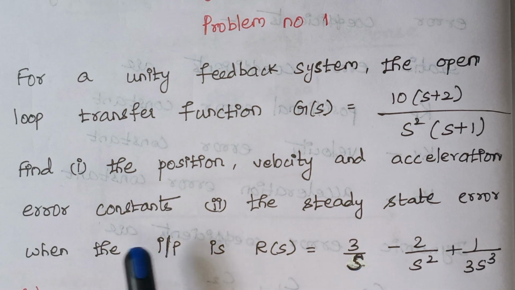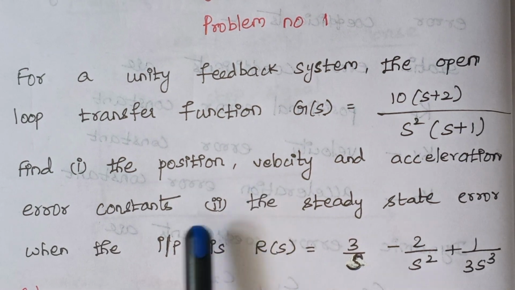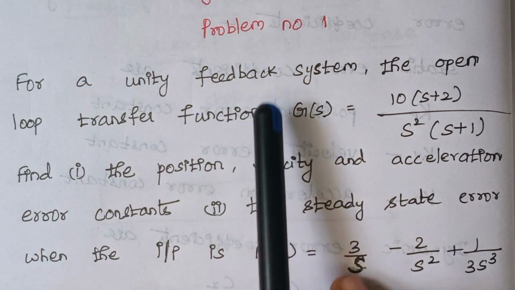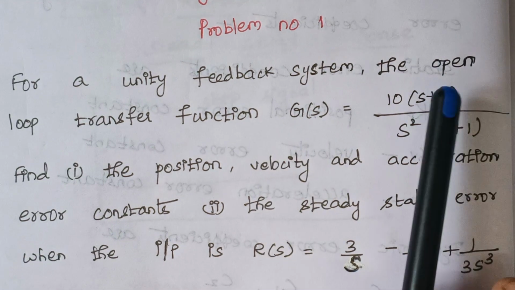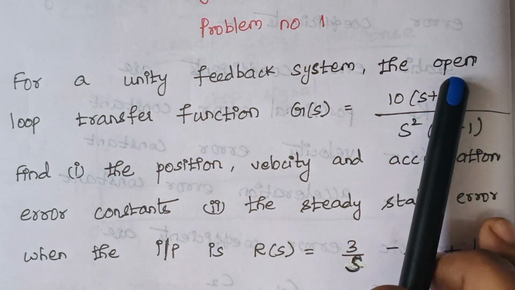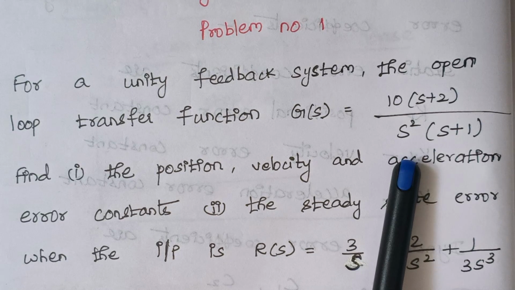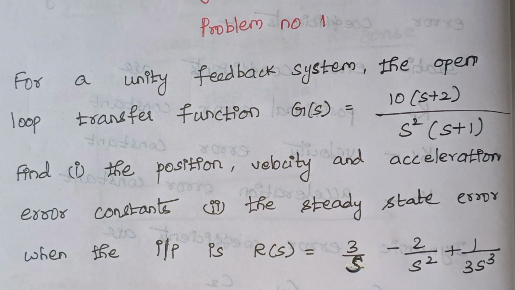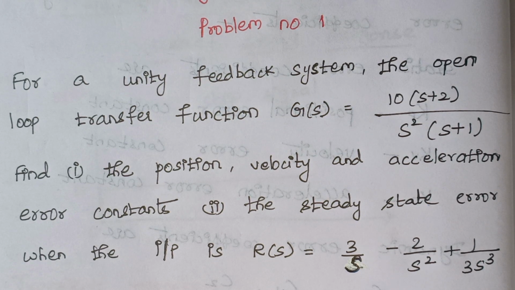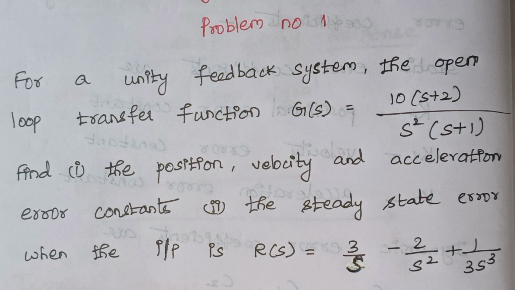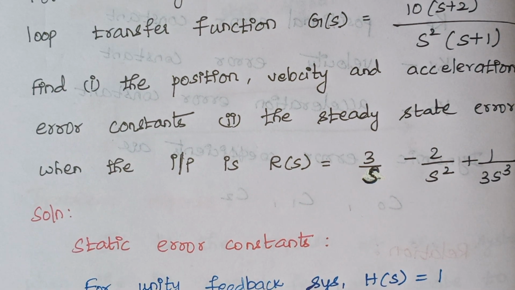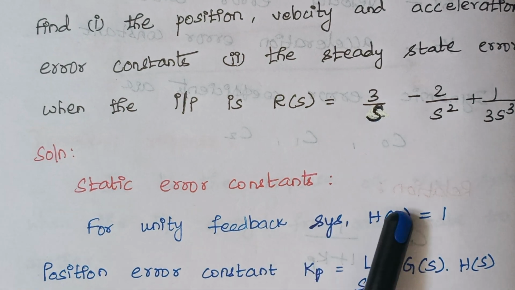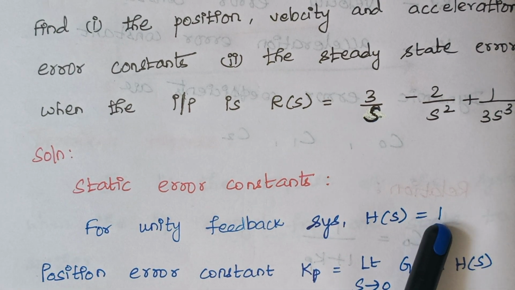So our first thing asked is position, velocity and acceleration error constant, right? So before that, you look at the problem. The type of system is an open loop system, right? So the open loop transfer function is given here. And the type of feedback is unity feedback, right? So for unity feedback, what is the value of H of S? The value of H of S is 1. So the first step, we are going to calculate static error constants, and as I said, for unity feedback system the value of H of S is equal to 1.